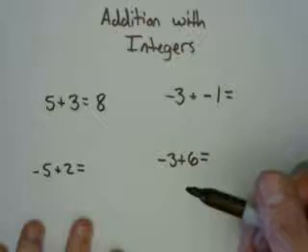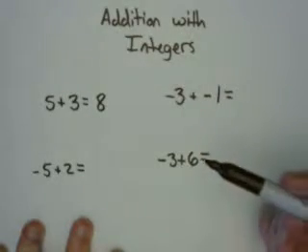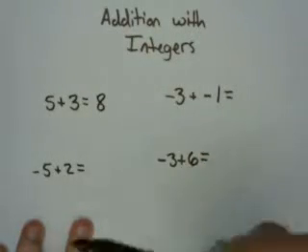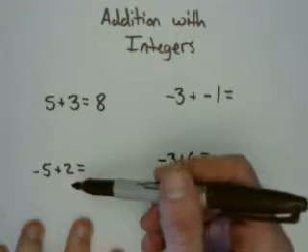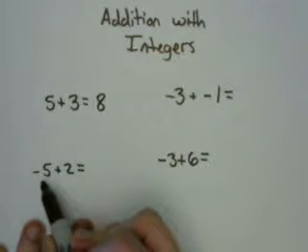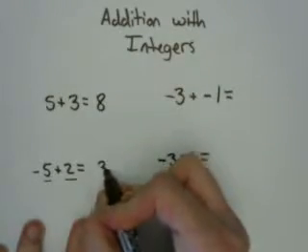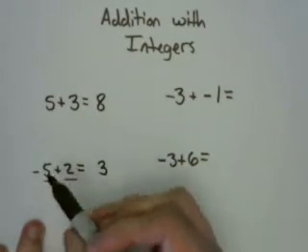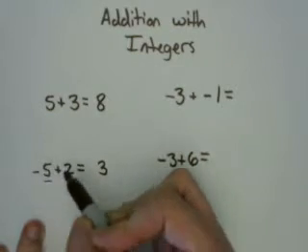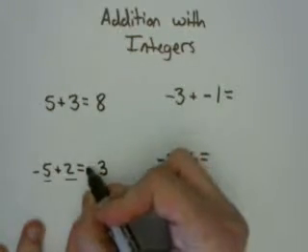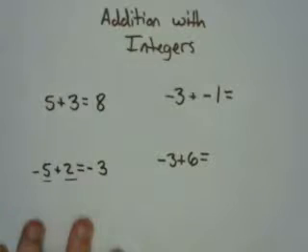Now here, -5 plus 2, I'm using the second rule, meaning that if I have different signs, I subtract their magnitudes. I subtract the number part, 5 minus 2 being 3, but I keep the sign of whichever I have more of. In this case, I have more negatives than positives, so this is going to win out. It's going to be negative.